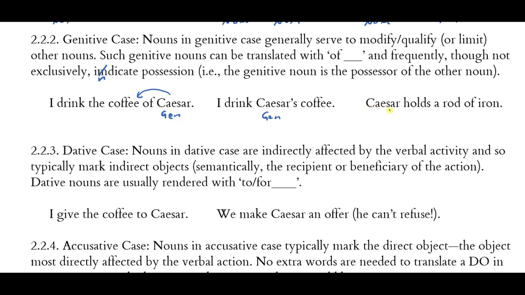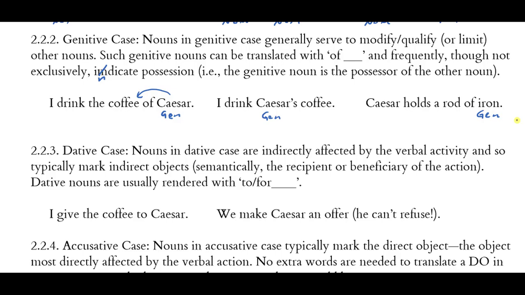This example is just to show you that genitive case doesn't always mean possession. Caesar holds a rod of iron. Iron here would also be genitive case, but it's not possessive in meaning. It's not Caesar holds iron's rod, right? But rather the genitive form is indicating the material out of which the rod is made.